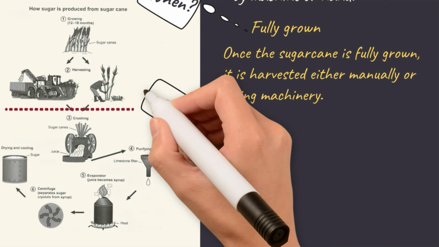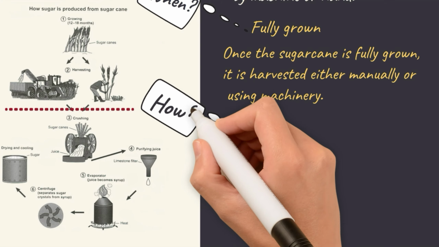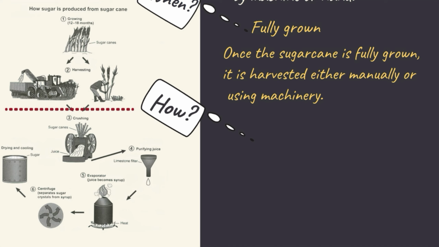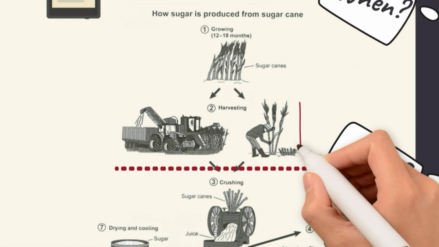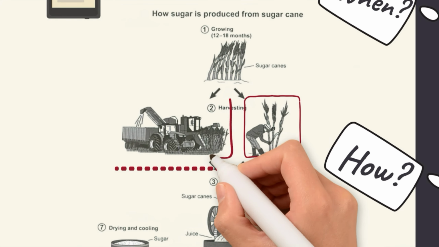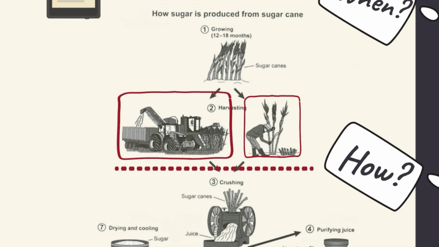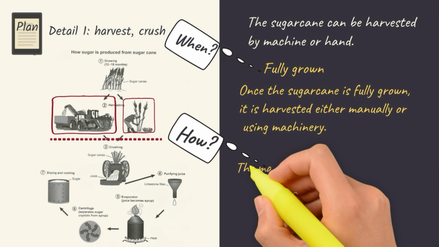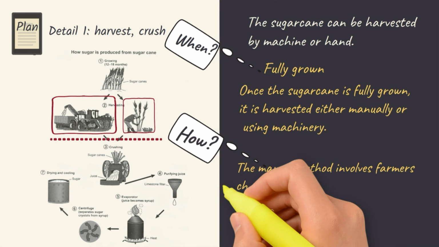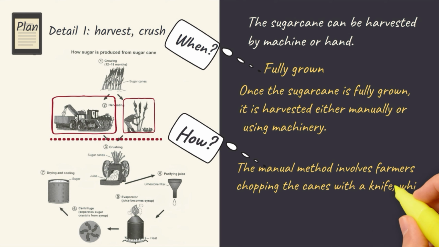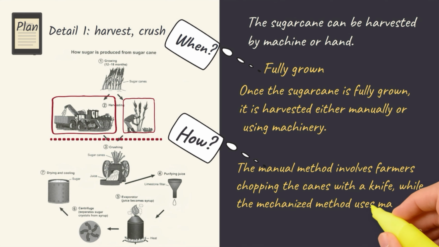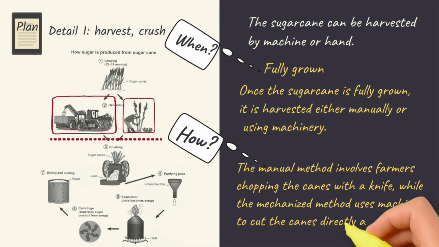Next question. How are the sugarcanes harvested, manually or mechanically? Look at the picture. Farmers chop with a knife and the machine chops directly. By adding the details, we can write: the manual method involves farmers chopping the canes with a knife, while the mechanized method uses machines to cut the canes directly and efficiently. Now we have two longer sentences.